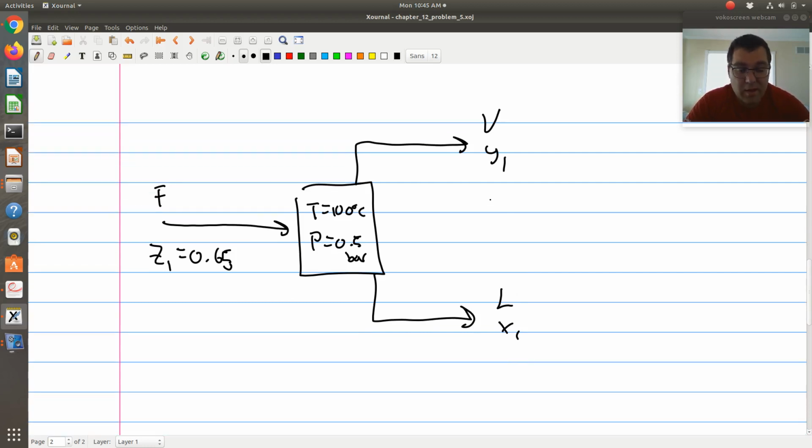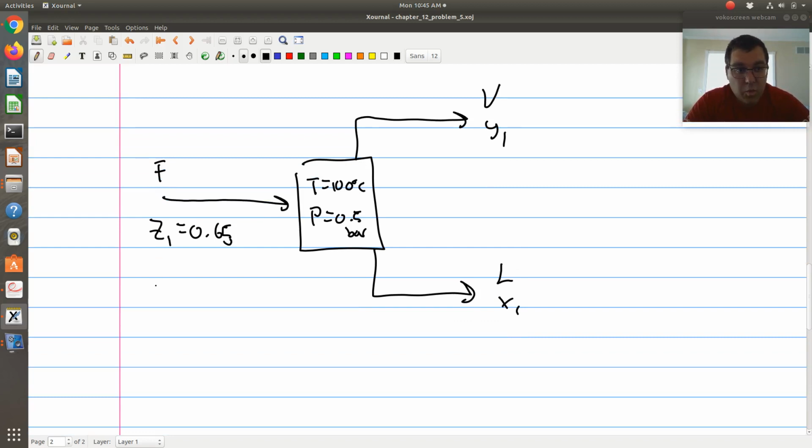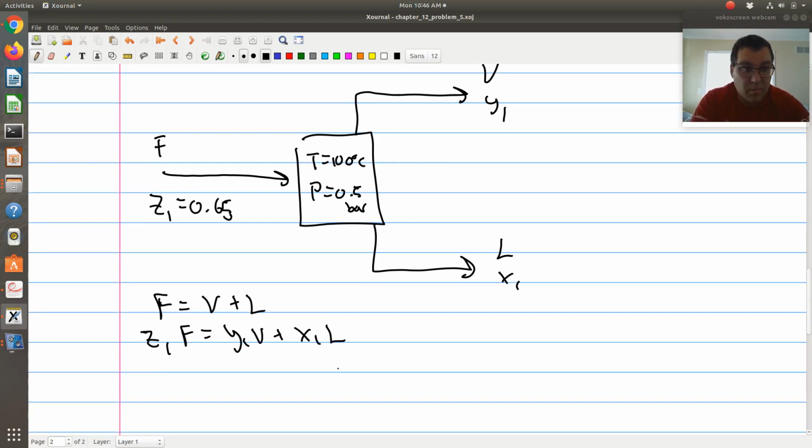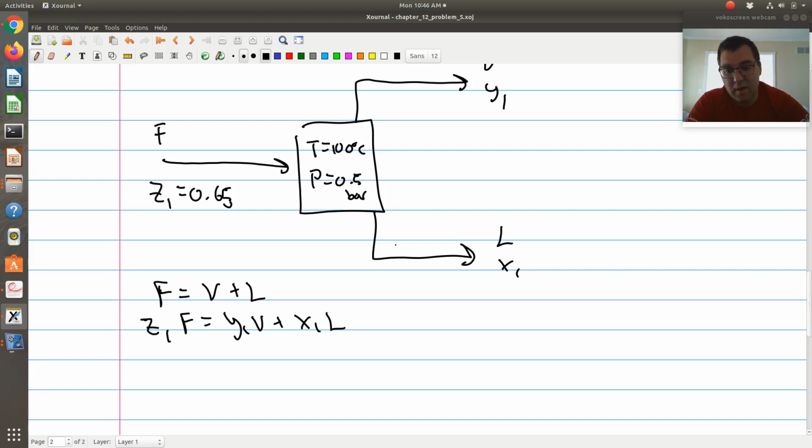Now the key to this is, what relevant equations do I have? I have a binary system, so I can write down two mass balances. F is equal to V plus L, and Z1 F is equal to Y1 V plus X1 L. We'll call those equation 1 and equation 2. And then I have two isofugacity equations. Using modified Raoult's law, I'll have Y1 P is equal to gamma 1 X1 P1 sat.